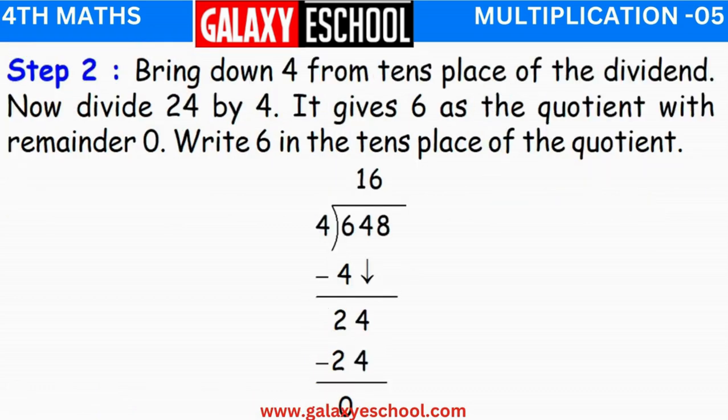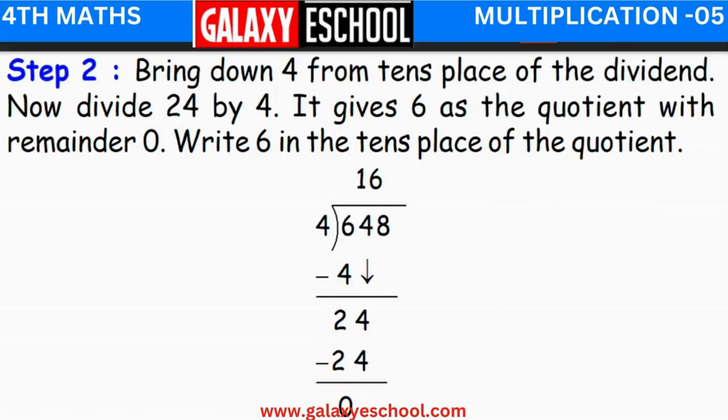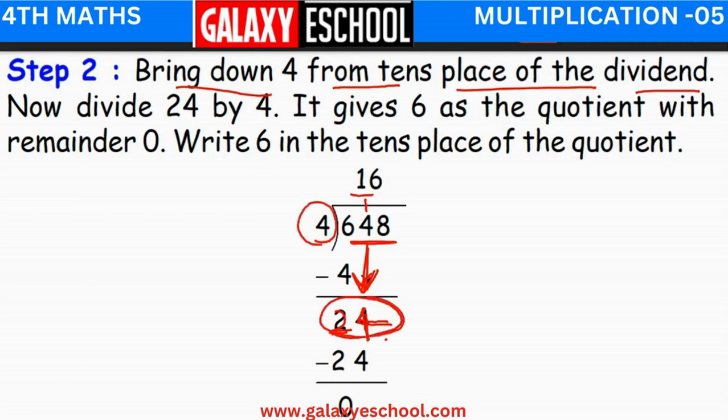Now moving to the next step, what should we do? We should bring down the next digit. Bring down 4 from the tens place of the dividend. Now first we had 2 here. Now we have placed 4 as well. So what do we have now? 24. Yes, now we should divide this 24 by 4.